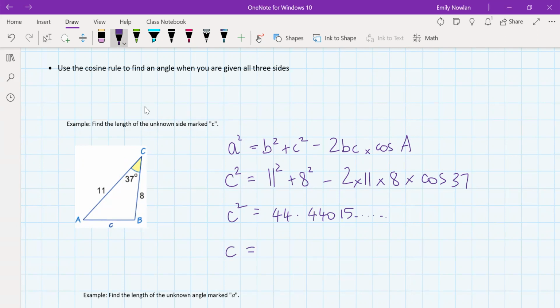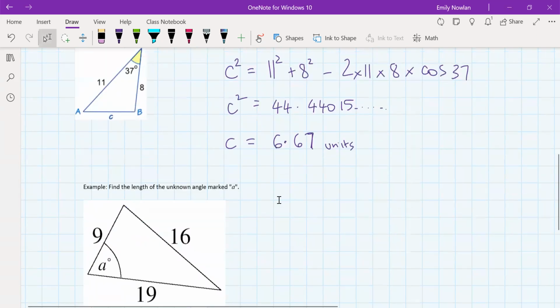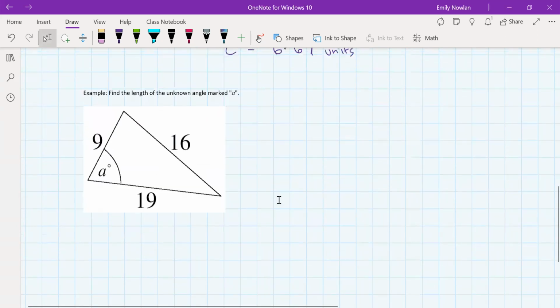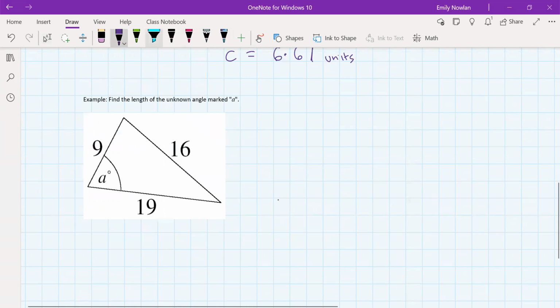So the square root of 44 point whatever is 6.67. It doesn't say whether it's in meters or centimeters or whatever, so we'll just say units because they didn't actually say what it's in. Okay, that's using it to find the unknown side. What about if we want to find an unknown angle? To find an unknown angle, we need to be given three sides.